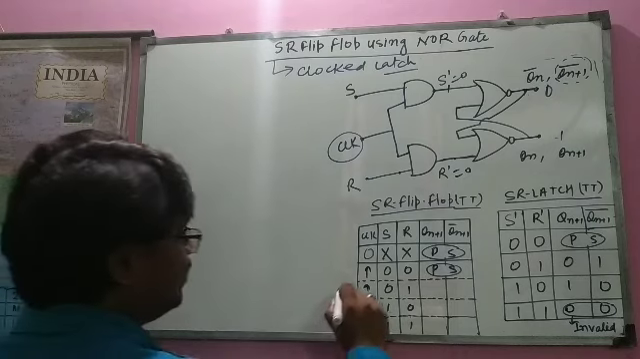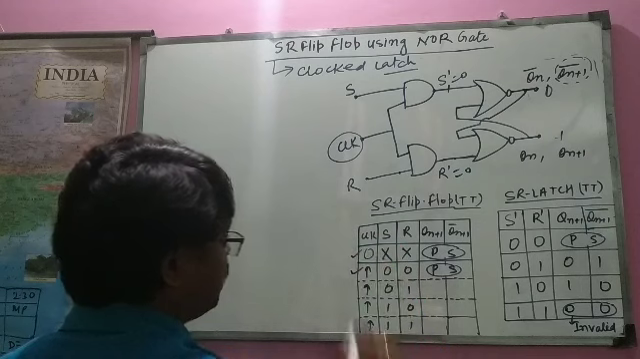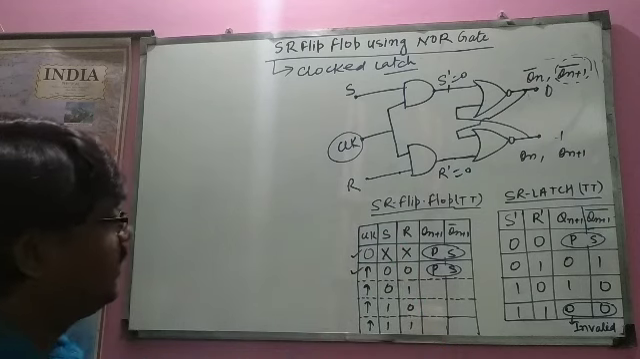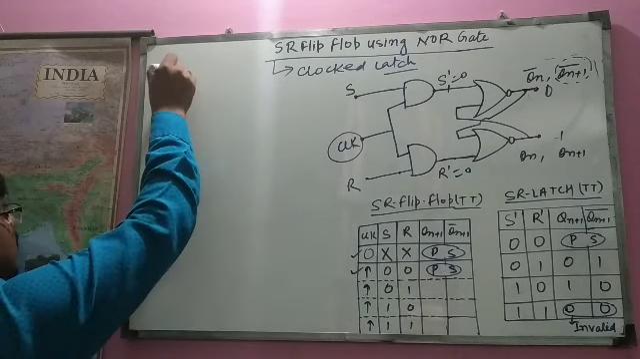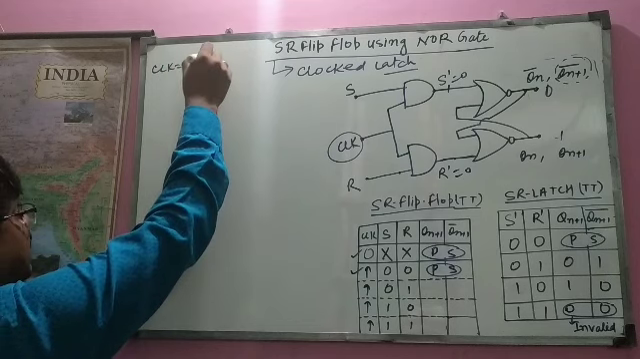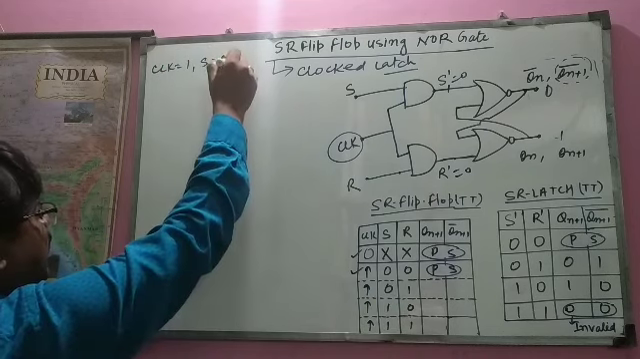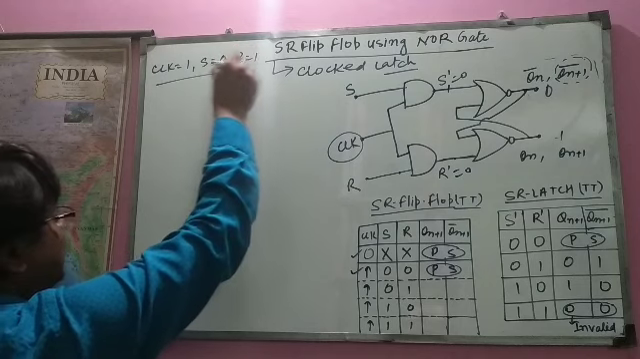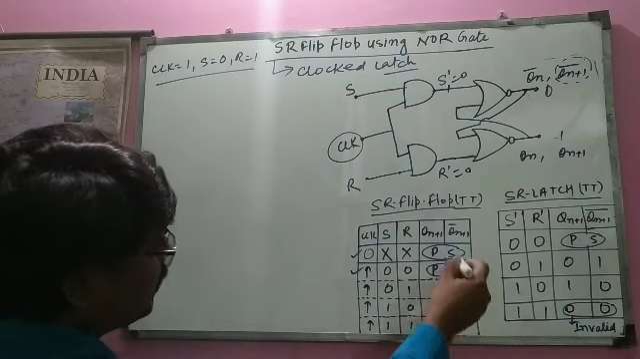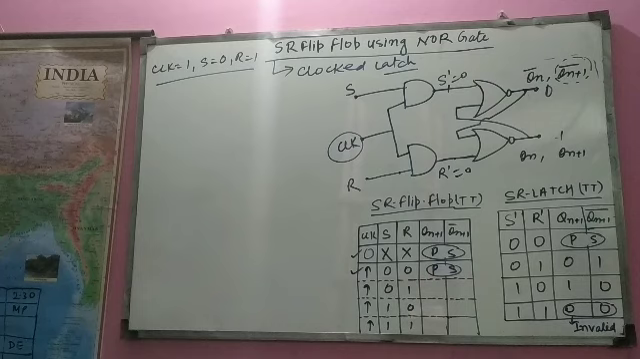So we have watched this one. Okay, we have watched this one. Now see, when this clock is equal to 1 and S is equal to 0 and R equal to 1, this is the case. And what will be the value of Qn plus 1 and Qn plus 1 bar?